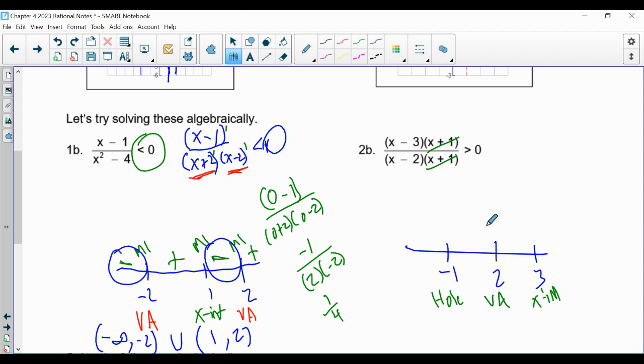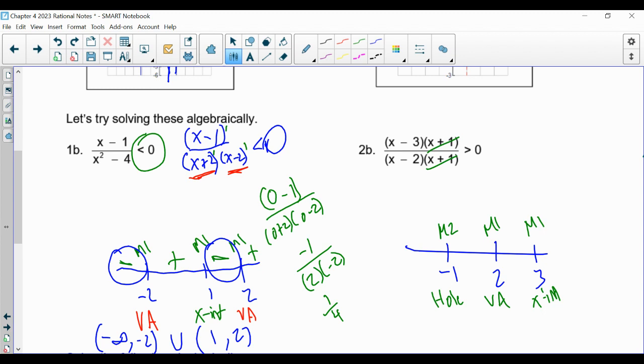All right. Multiplicity of 1 for the vertical, multiplicity of 1 for the x-intercept. The hole happens twice in this, which means that you can almost think of it like a multiplicity of 2. So it ends up that if it's positive, it'll stay positive. If it's negative, it'll stay negative. Okay.